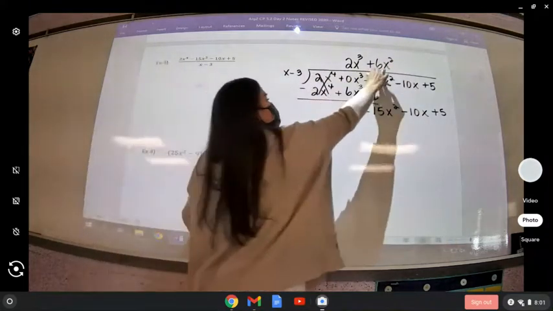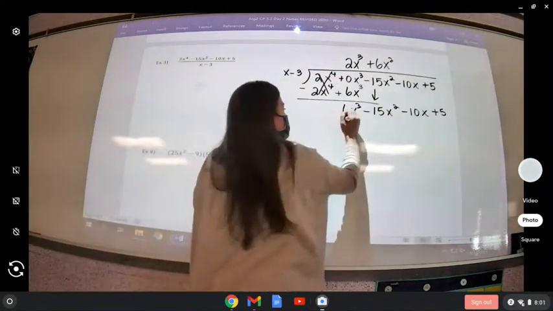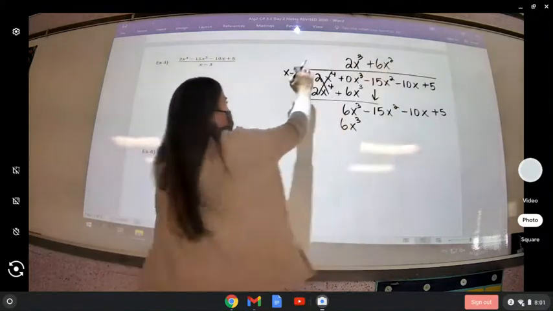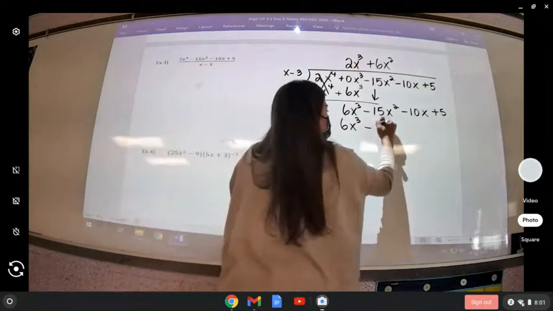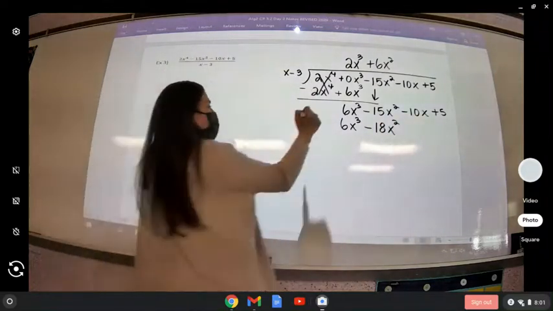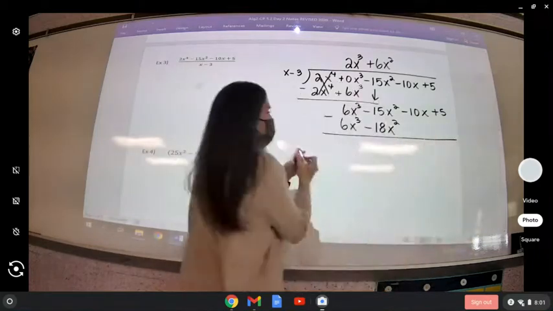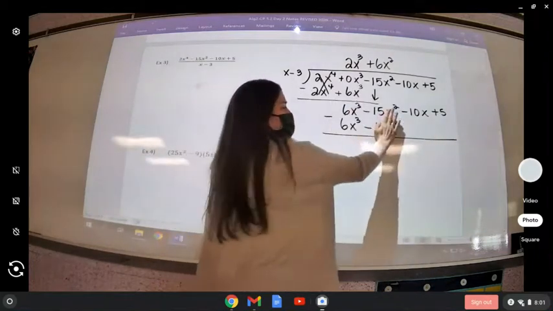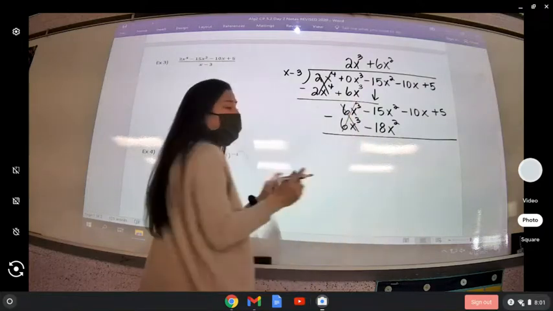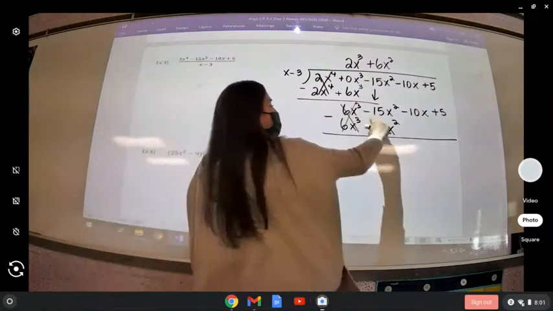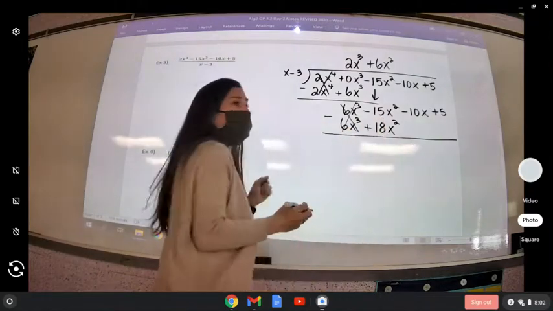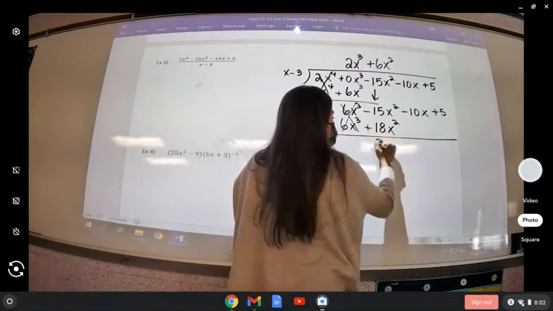All right, 6x squared times x, there's my 6x to the 3rd. 6x squared times negative 3 is negative 18x squared. Now we subtract. Again, the front has to match, but this one doesn't. 6x to the 3rd, take away 6x to the 3rd, they cancel, that's what we want. Negative 15x squared, subtract negative 18 turns to plus, and you actually get 3x squared.